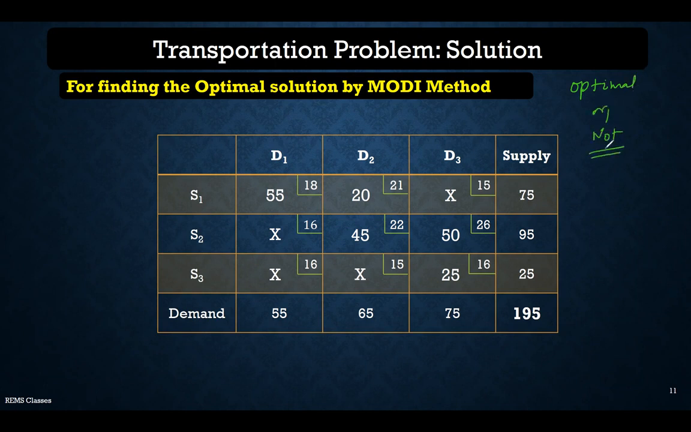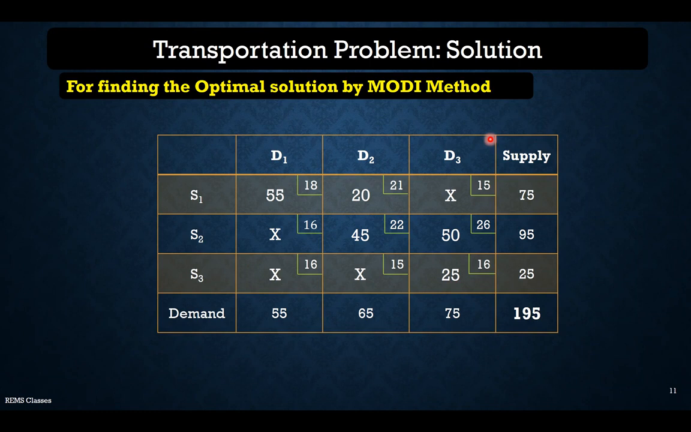For that, we have to follow some steps, which we will see. The question is to check whether the obtained solution is optimal or not. We will start solving this particular problem. First, we'll check whether the condition of the modified distribution method is valid or not. For that, we will see the number of allocations.